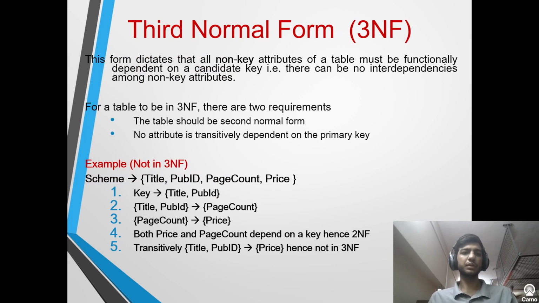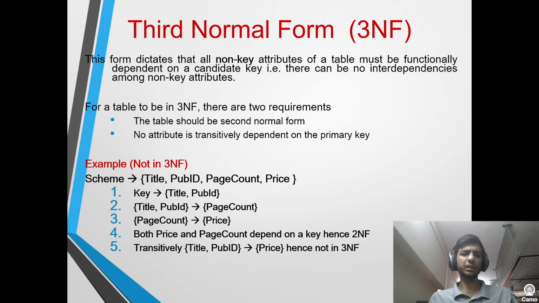Third normal form. This form dictates that all non-key attributes of a table must be functionally dependent on a candidate key. That is, there can be no interdependency among non-key attributes. For a table to be in third normal form, there are two requirements. The table should be in second normal form. No attribute is transitively dependent on the primary key.